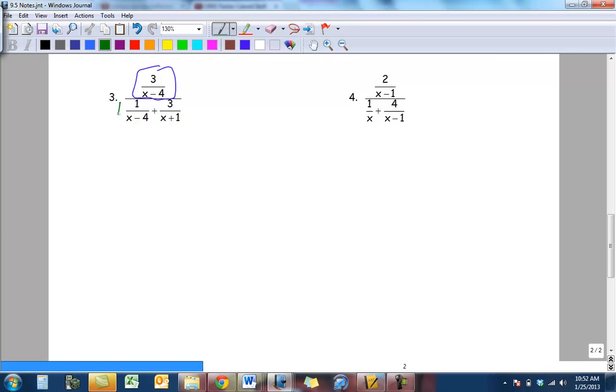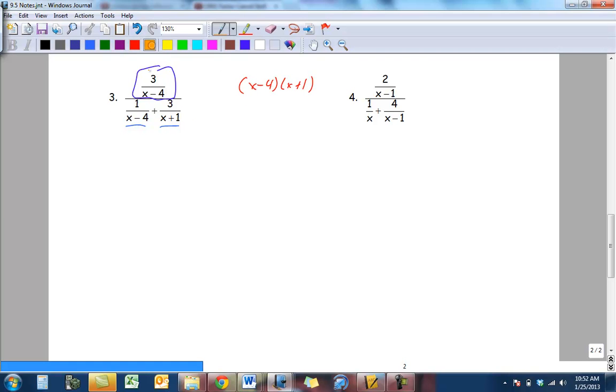But the bottom is adding these two fractions. We need to put that together so we have just a fraction divided by a fraction, A over B divided by C over D. All right, so this bottom part, we need a common denominator. The denominators are x minus 4 and x plus 1. Our common denominator here is going to be (x minus 4)(x plus 1).